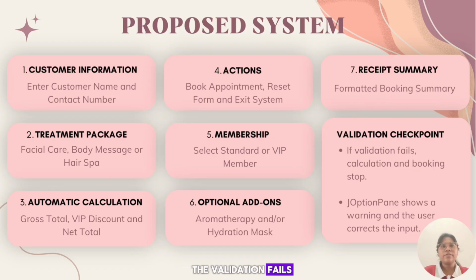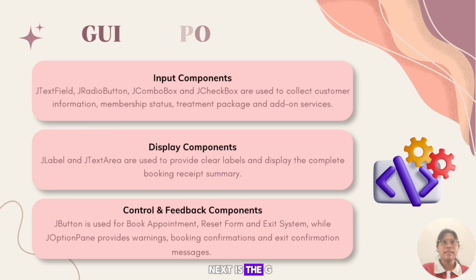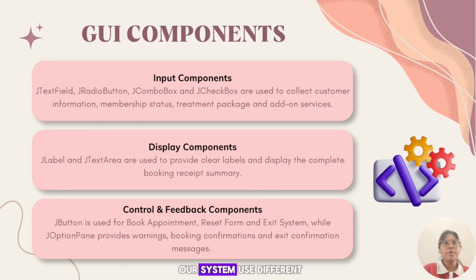If the validation fails, the system stops the booking process and displays a warning using JOptionPane. This ensures that users correct their information before continuing. Next is the GUI component. Our system uses different GUI components for input component, display component, control and feedback component.